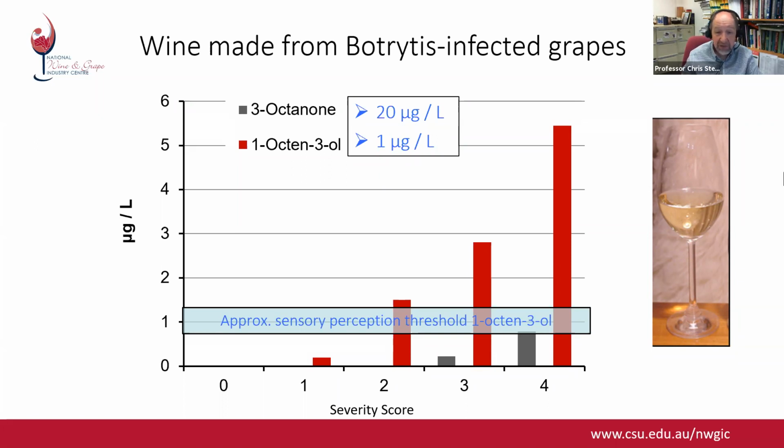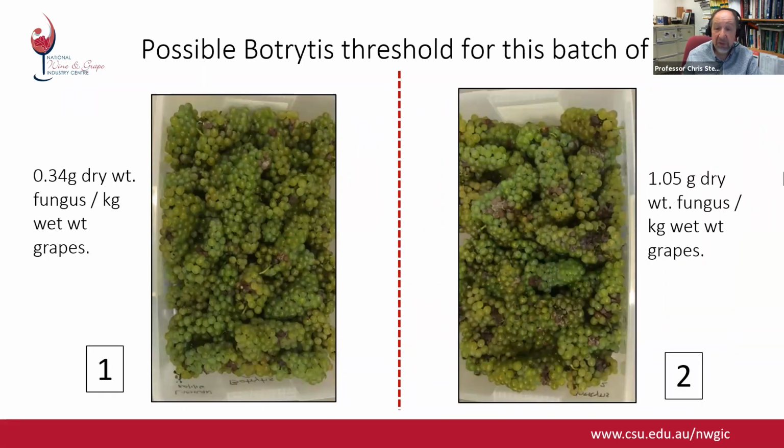And you can see here, that's the sensory perception threshold for 1-octen-3-ol. And so from this, we thought perhaps the threshold for contamination is between this level 1 and 2. And some sensory analysis of these wines backed up that assumption. So in this case, we were using ergosterol to try and determine what's the threshold for contamination of wine. And we believe it's somewhere between 0.3 and 1 gram dry weight of fungus per kilogram weight of grapes. The only thing I would say to that is it was 1 vintage, 1 variety, 1 vineyard, and so on.